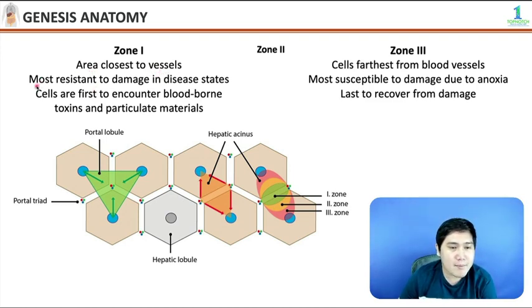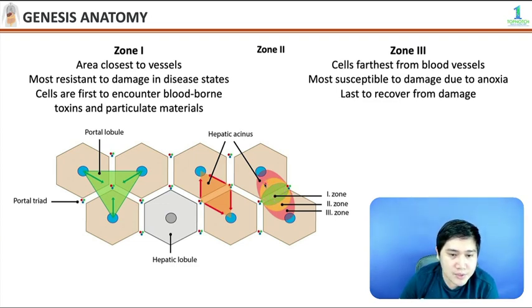Therefore, the blood supply here is good. Therefore, it is resistant to damage, resistant to ischemia, resistant to anoxia. However, if you have blood-borne toxins in the blood, it is the one that is primarily affected. So anything with the blood will affect it initially, but it is less prone to ischemia.